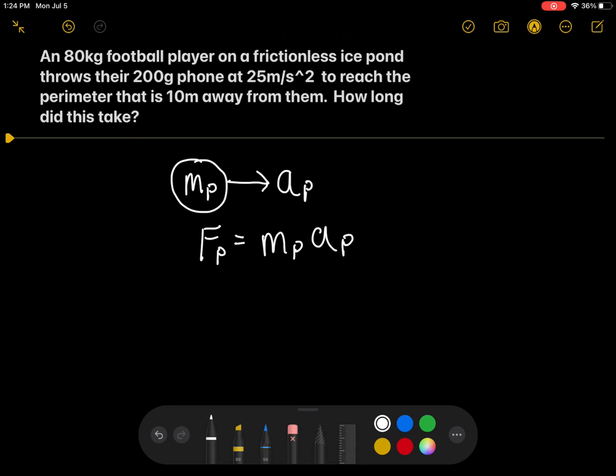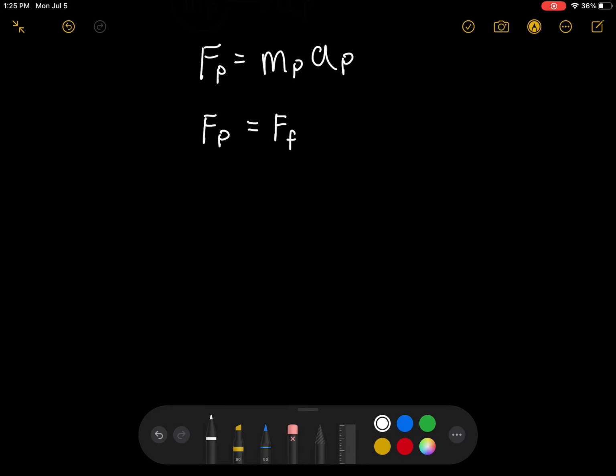Okay, now according to Newton's third law, this exact same force is being applied in the opposite direction to the person. So what I'm trying to say is that F sub P, the force on the phone, is equal to the force being applied to the football player. If we just expand both of these terms further, we're going to get the mass of the phone times the acceleration of the phone is equal to the mass of the football player times the acceleration of the football player.